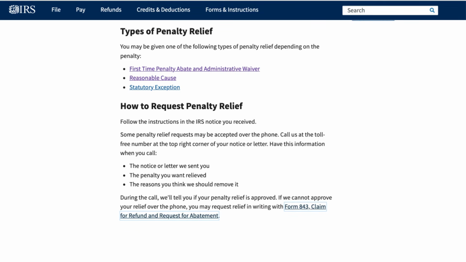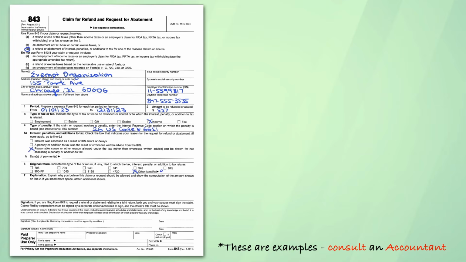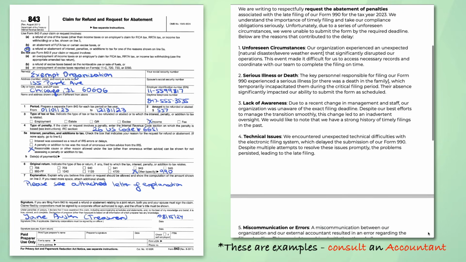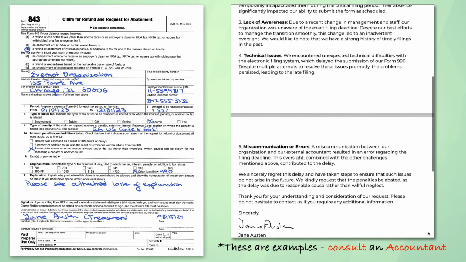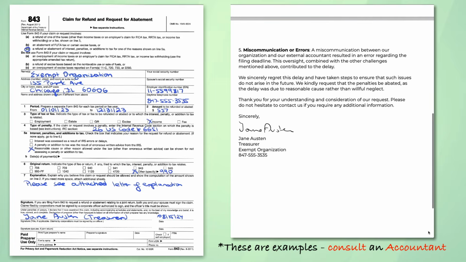What can you do if you fail to file or you file incorrectly? First, correct your filing and file your 990 form. Then, complete Form 843, Claim for Refund and Request for Abatement, to request penalty relief. It's always worth a try. Fill out the form and include a letter explaining the reasonable cause or reason for the late filing.